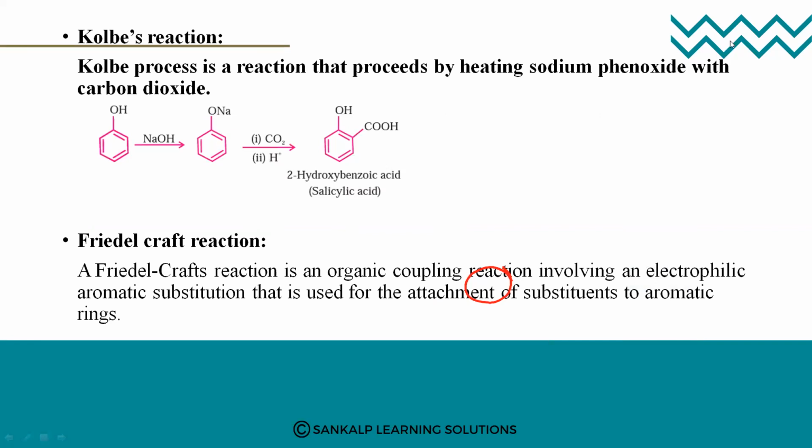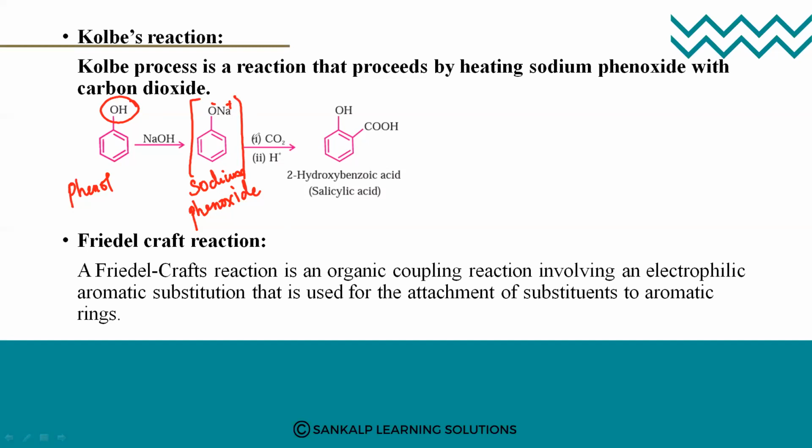The next important reaction is Kolbe's reaction. Kolbe's reaction is also a very important reaction wherein we are converting our phenol. Phenol is treated with NaOH. The OH group is converted into a phenoxide group, that is sodium phenoxide, O minus Na plus. So this H plus is replaced by Na plus. This is also an intermediate product.